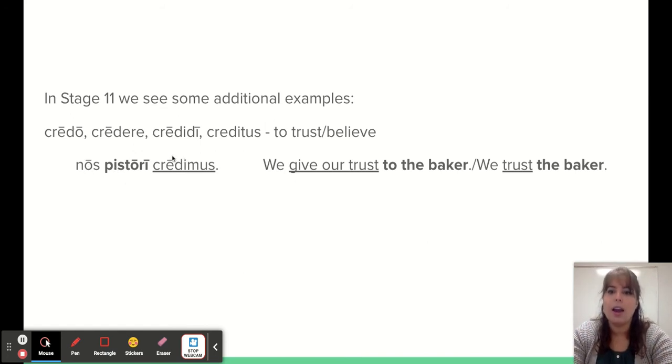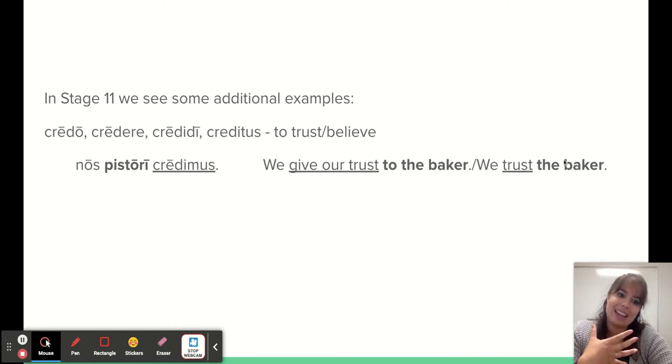So we believe the baker is how in English, we trust the baker. We trust the baker is how we would translate in English. So we trust the baker. Baker in English sounds like our direct object. So you would want baker to be in an accusative case is how you would normally think of that.